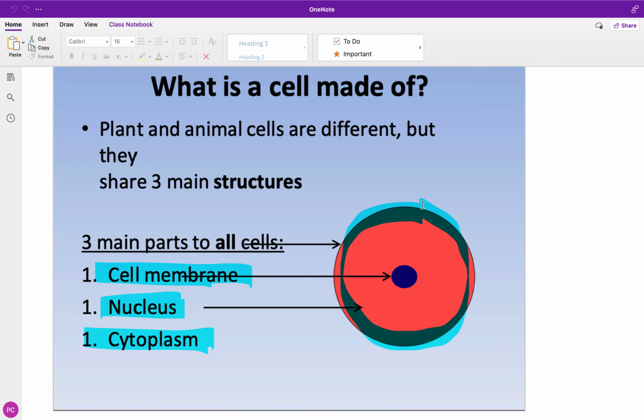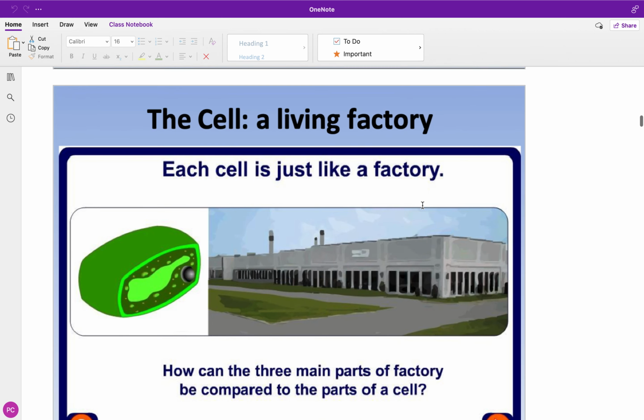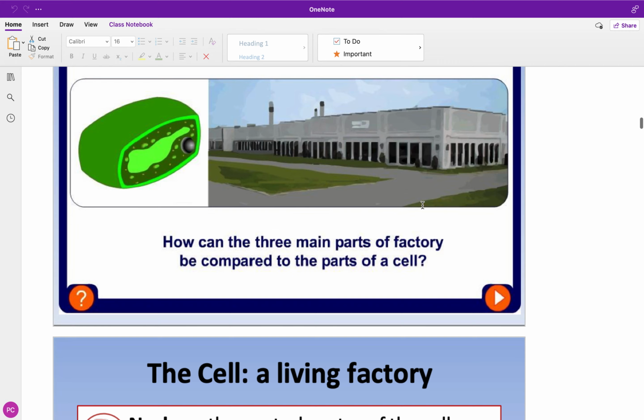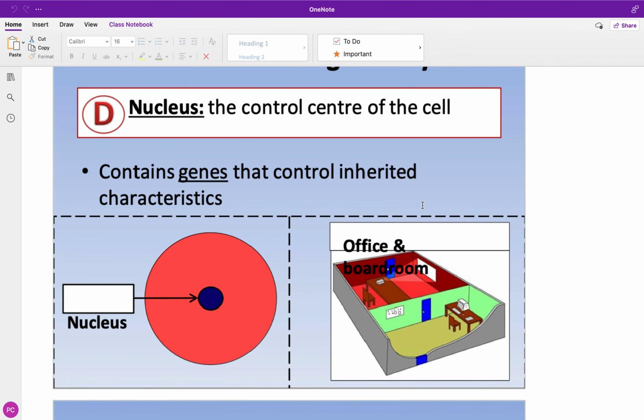Each cell is like a factory. It has lots and lots of things that it does. So the cell has one big job, but each part inside the cell has loads of different jobs. The first thing we're going to look at inside the cell is the blue bit in the middle, the nucleus. And the nucleus is the brain.